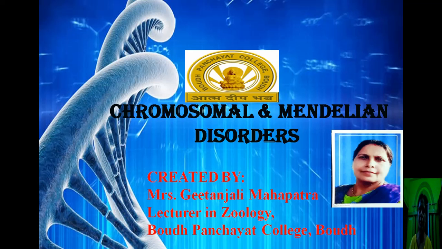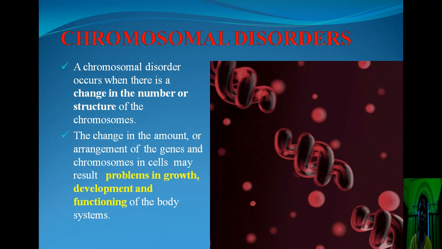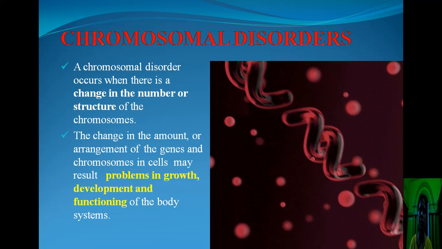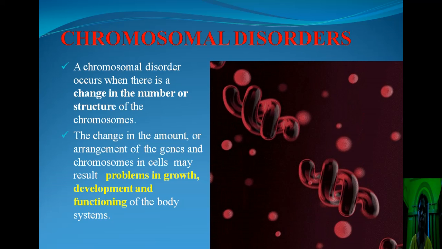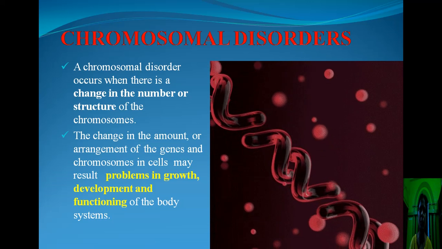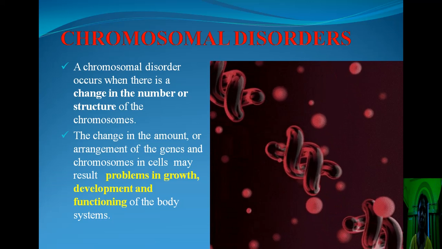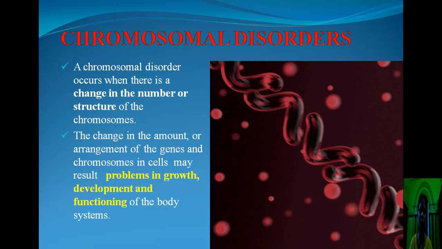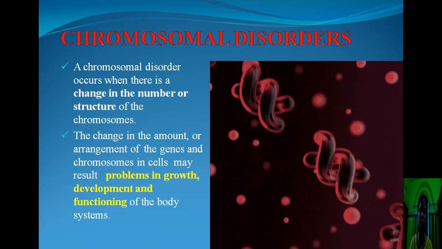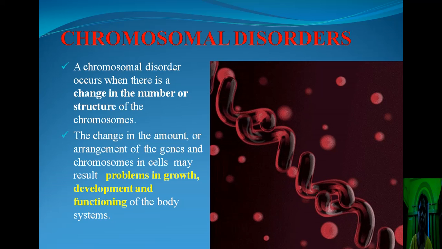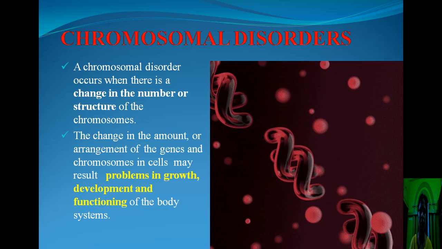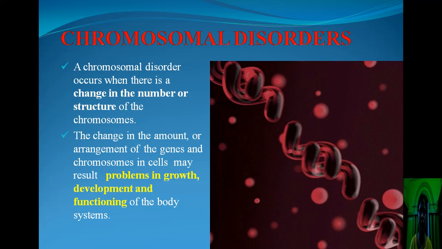Today I will discuss chromosomal and Mendelian disorders. First, we come to chromosomal disorders. A chromosomal disorder occurs when there is a change in the number or structure of the chromosomes. The change in the amount or arrangement of genes and chromosomes in cells may result in problems in growth, development and functioning of the body systems.